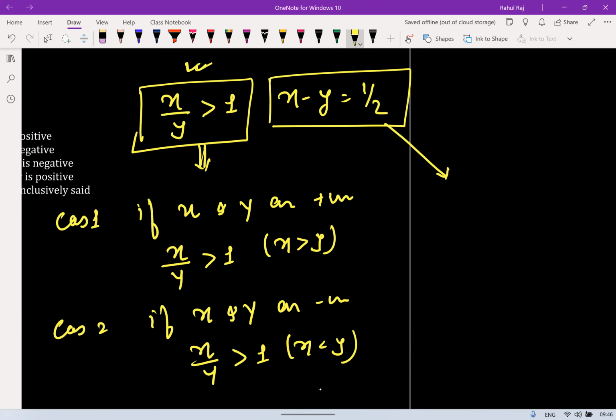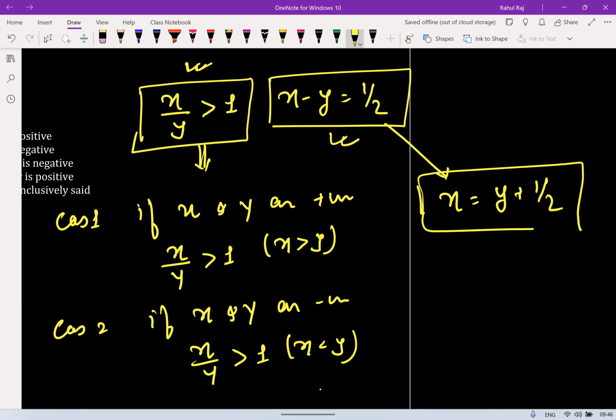But what can I conclude from the second information that is given to you? Can I say, Alexa, x is equal to y plus half? Tell me. And what do you conclude from here, Alexa? x is equal to y plus half. What can you conclude from here? Think about it once.